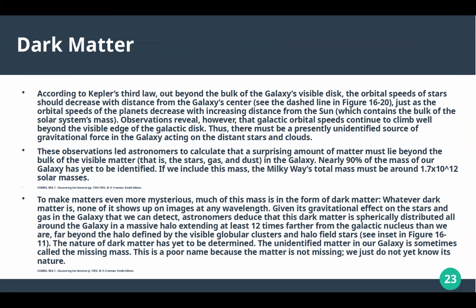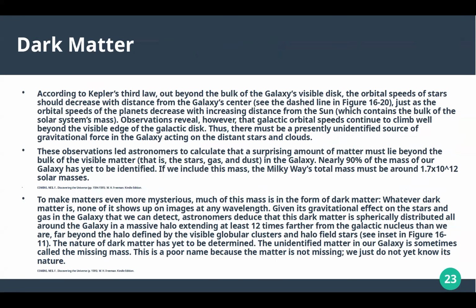Given its gravitational effect on the stars and the gas in the galaxy we can detect, astronomers deduce that this dark matter is spherically distributed all around the galaxy in a massive halo, extending at least 12 times farther from the galactic nucleus than we are, far beyond the halo defined by the visible globular clusters and halo-filled stars. The nature of dark matter has yet to be determined.